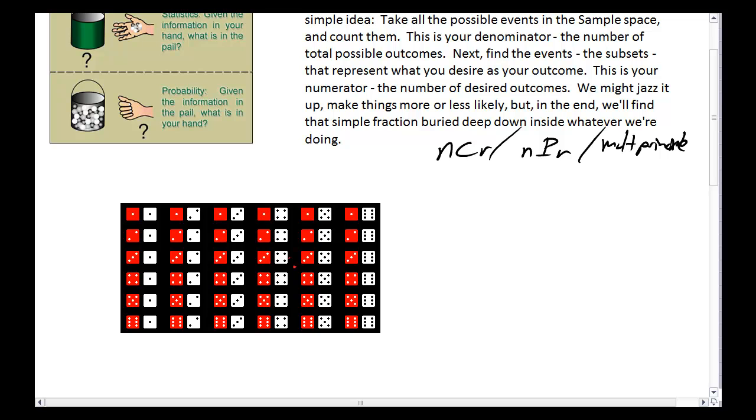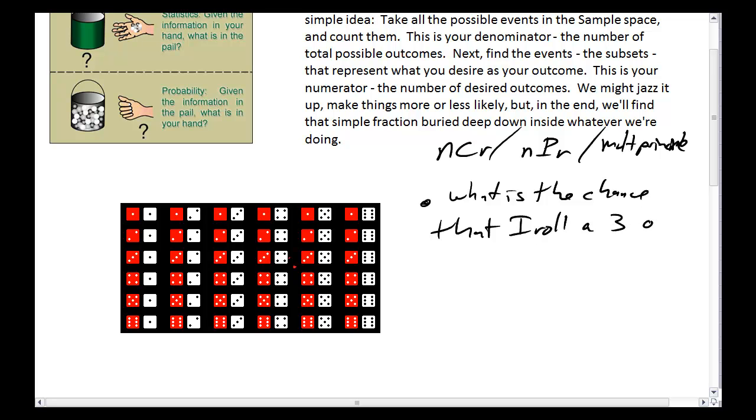So let's talk about it in terms of looking at some dice again. So let's look at some ideas. Let's find out what is the chance that I roll a 3 on a dice, or they sum to 6?